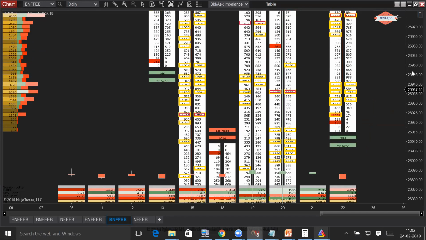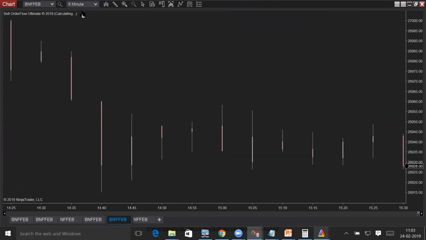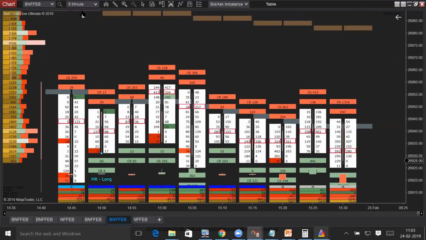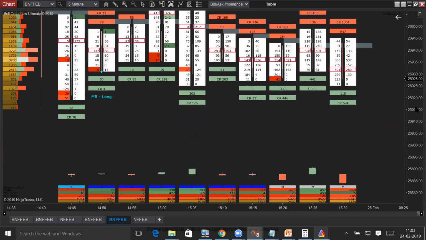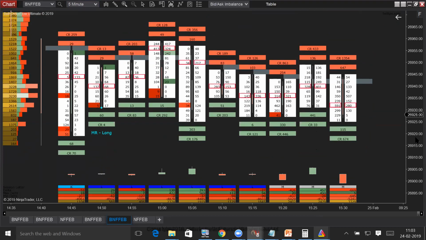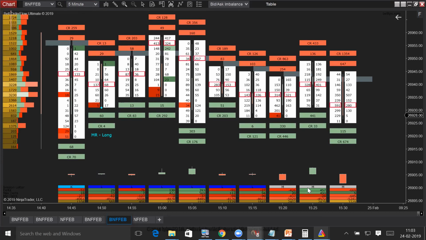Yeah, CR is nothing but, let me go back to the CR and then explain. Prior to that, I'll shift it to a 3-minute chart or a 5-minute time frame chart. So the CR value is nothing but the top of the CR value, which is nothing but the maximum delta.